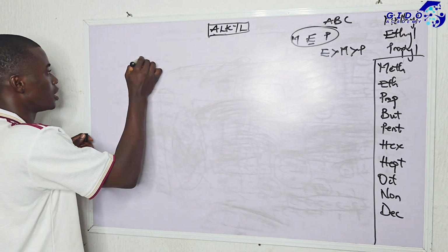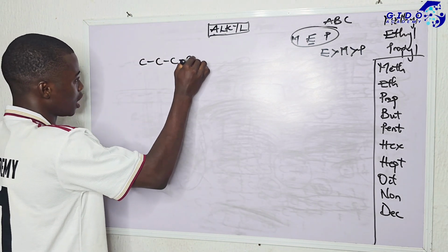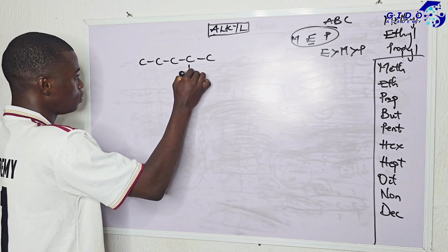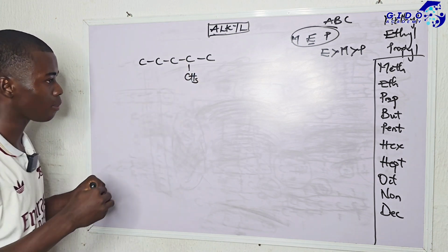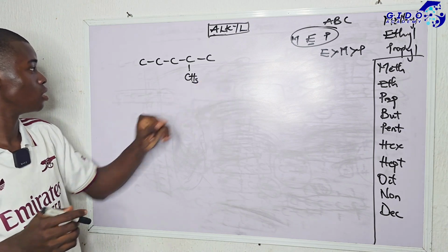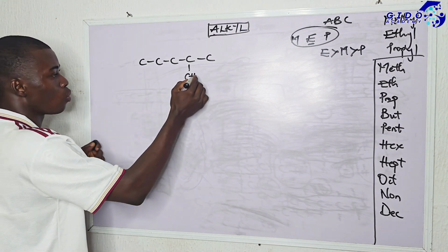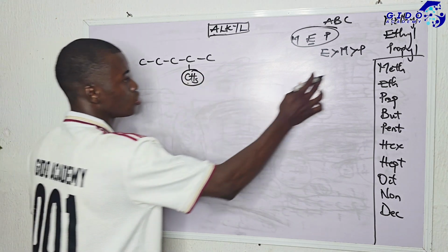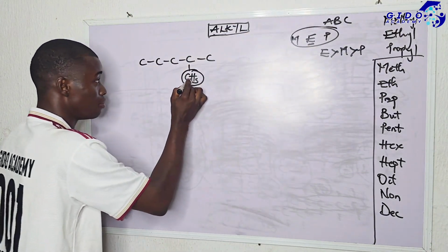If you have a structure like this one, I won't be drawing the hydrogen because of time. And here is CH3. I believe that you can easily say this is the possible longest carbon chain. So in this case, one carbon atom, it is called what? Methyl. This is a branching.